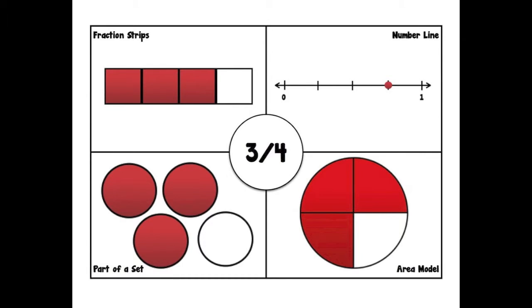In the example shown, 3/4 is being represented in 4 different ways. In each example, one whole has been broken up into 4 equal parts. This is shown by the denominator, the bottom number of the fraction. The numerator, the top number of the fraction, is 3. This shows that 3 out of the 4 parts are coloured in.